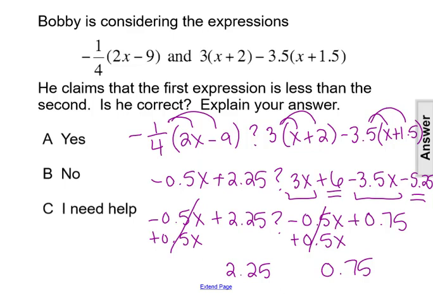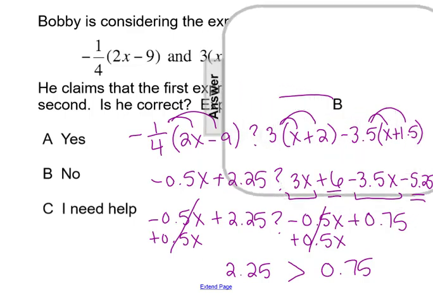We actually know their comparison. 2.25 is greater than 0.75. So now, no matter what value of x you have, the first expression is greater than the second expression, which is exactly the opposite of what Bobby is saying. Bobby said less than. So Bobby is incorrect, making our answer choice B.